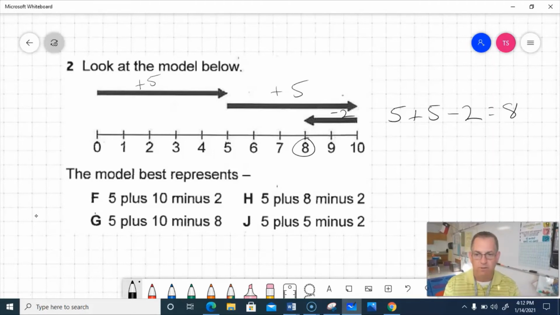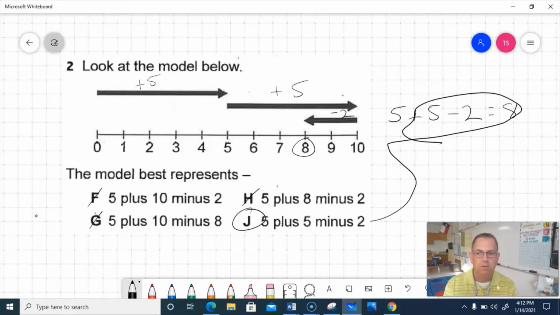So answer choices. F, 5 plus 10, that's not right. And G, 5 plus 10, that's not right. 5 plus 8, that's not right. And 5 plus 5 minus 2, that matches my equation there. So that one would be correct.